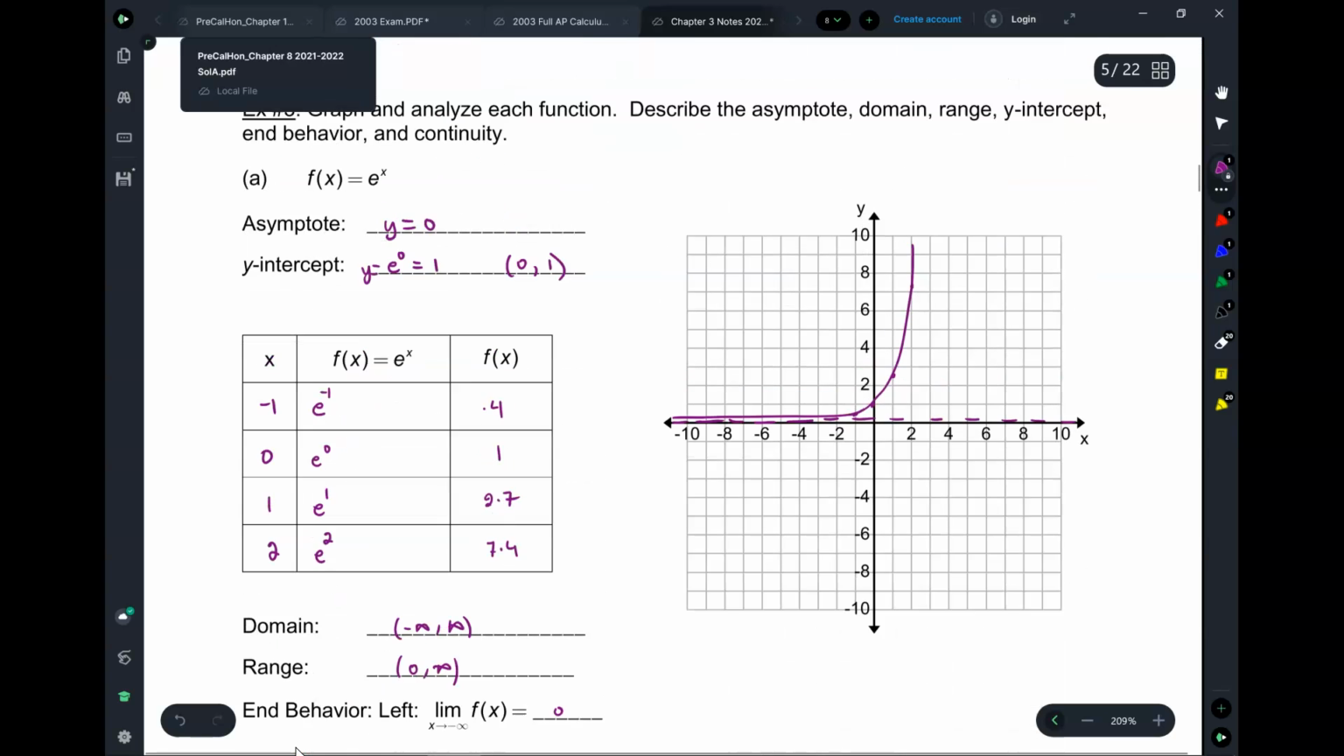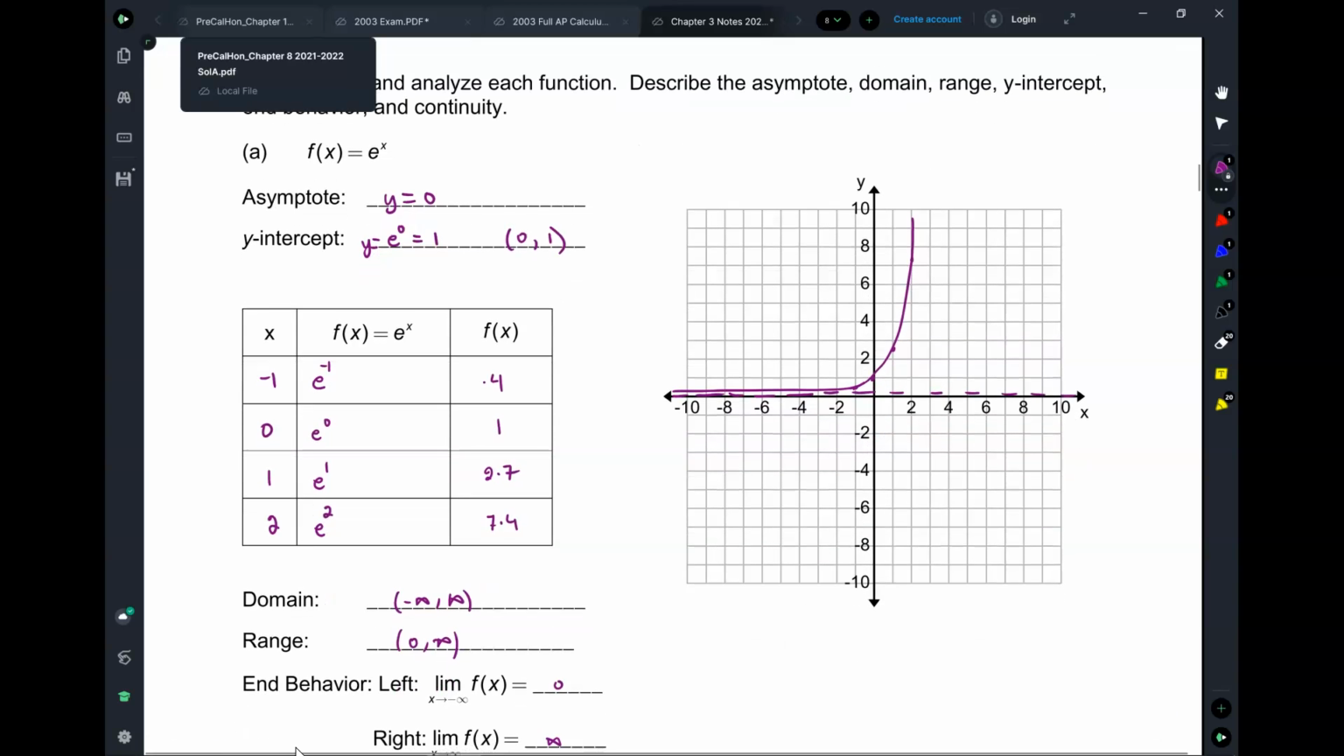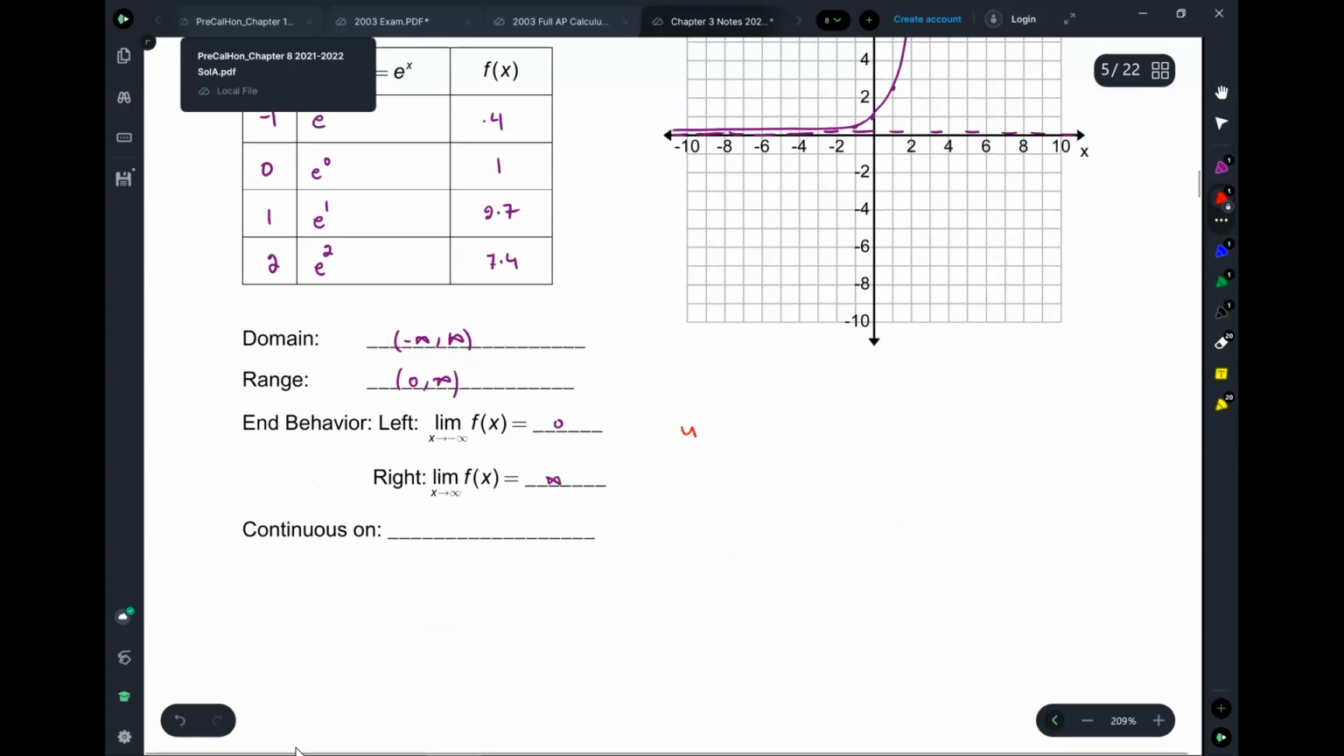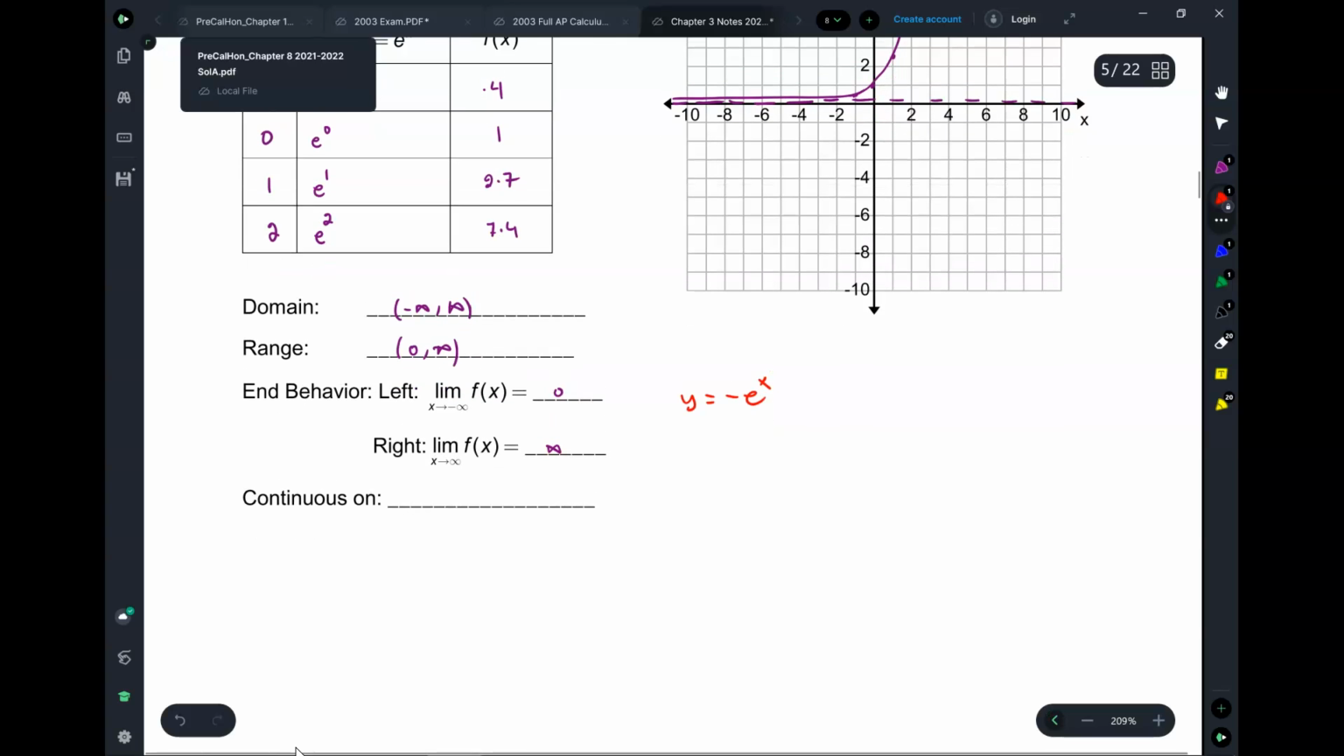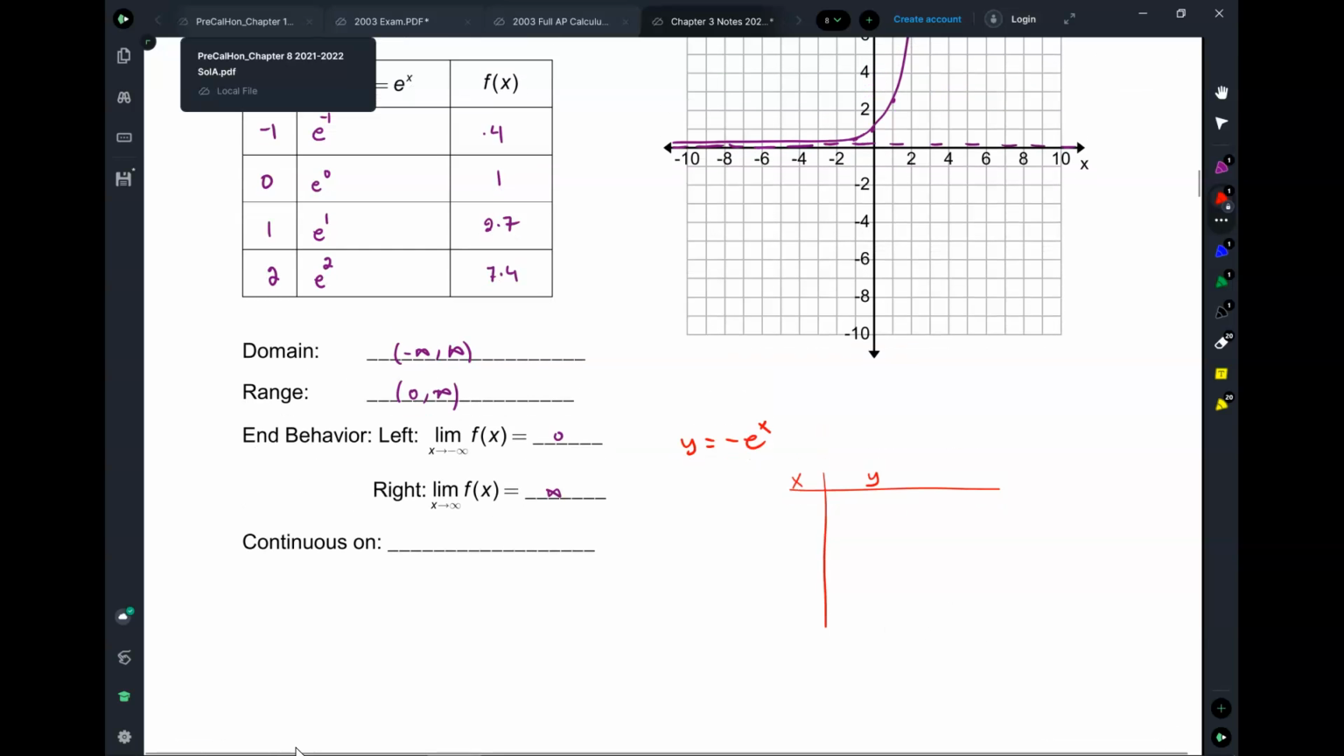Okay. Here, what if you had this one? What if you had y equals negative e to the x? Okay, y equals negative e to the x. I'm going to graph it right on here. So x, y. What would happen here?